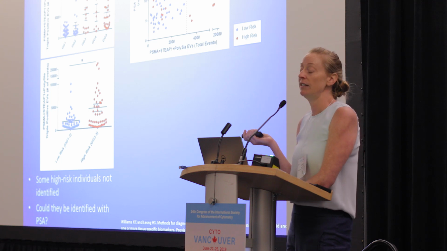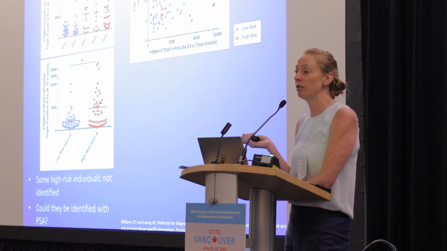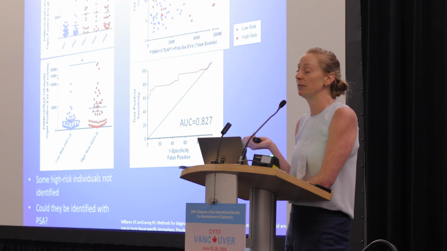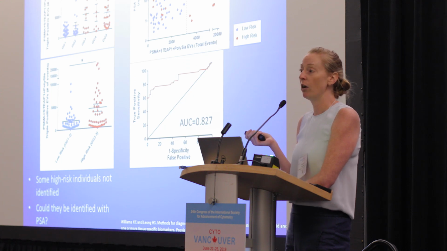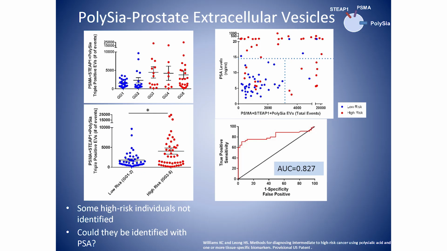And then we asked, what are the test parameters of this? If we wanted to look at the sensitivity and the specificity of this, where does this fall? And what we can see is when we look at PSA and triple positive together, we can get an AUC of about 0.827, which is pretty good in terms of test development.